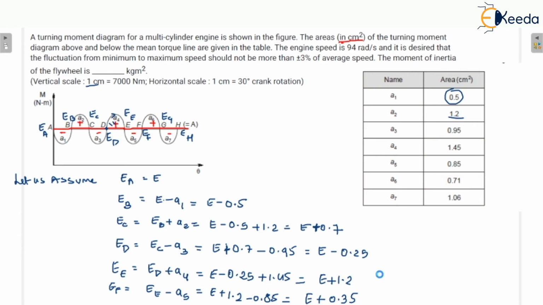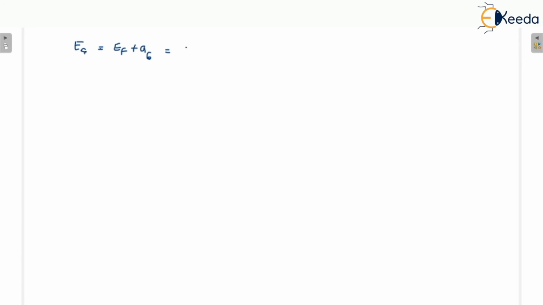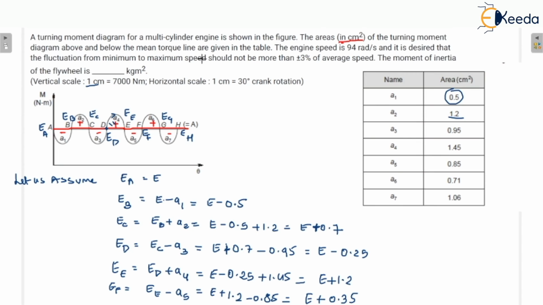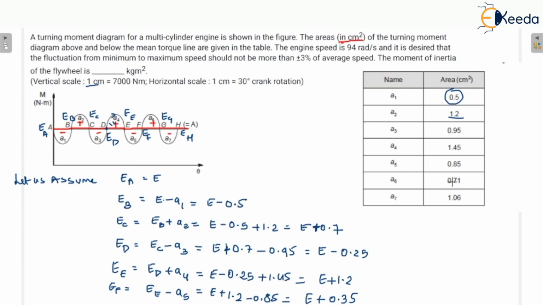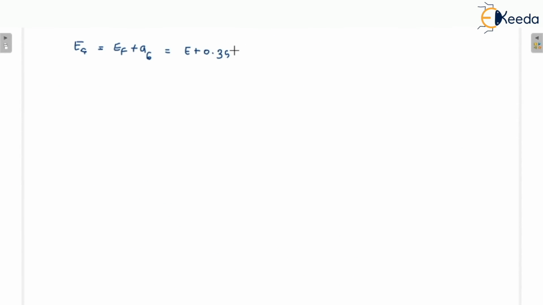Now we can calculate the EG value, and that is EF, that means E plus 0.35 plus A6. A6 is 0.71, so plus 0.71 here. So you will get here 1.06. That means E plus 1.06 you will get here.